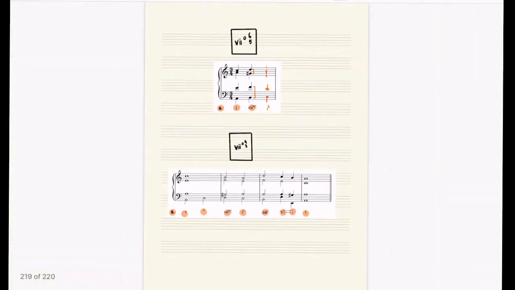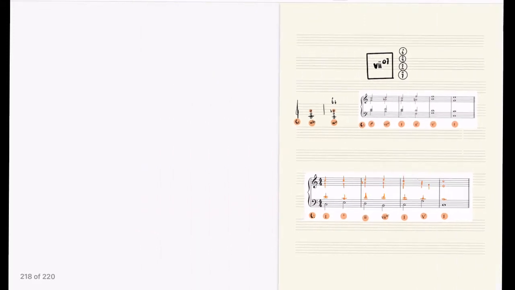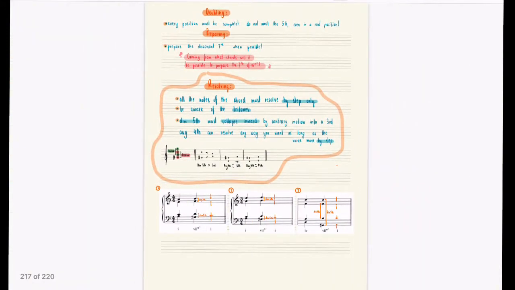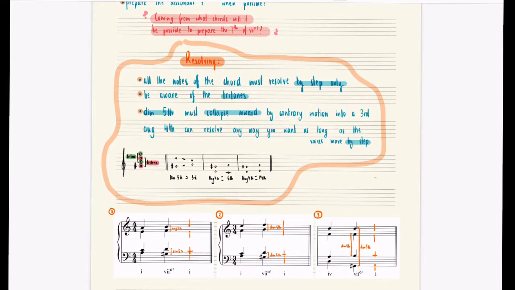Okay, thank you very much for your attention. I hope that this lesson has been useful and helpful in explaining to you what the function and the character of this highly dissonant 7/7 chord is. Probably the most important part of this lesson was how to resolve the chord and how to treat the tritones when you use chord 7/7.